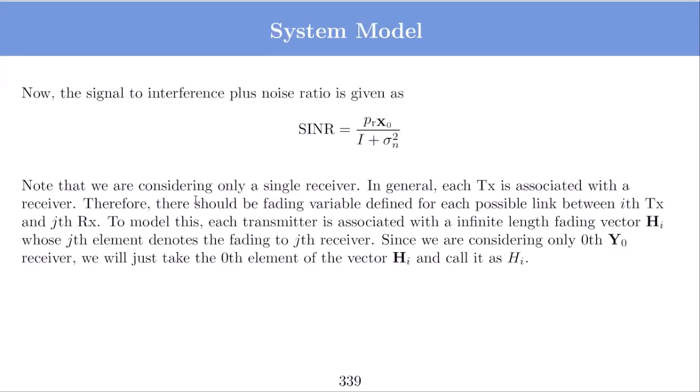Right. And just to note that we are considering only a single receiver. In general, each transmitter is associated with a receiver. Therefore, there should be a fading variable defined for each possible link between the ith transmitter and the jth receiver. To model this, each transmitter is associated with an infinite length vector hi, whose jth element denotes the fading to the jth receiver. Okay. Since we are only considering the 0th, y0, as the receiver here, we will just take the 0th element of the vector hi and call it hi.